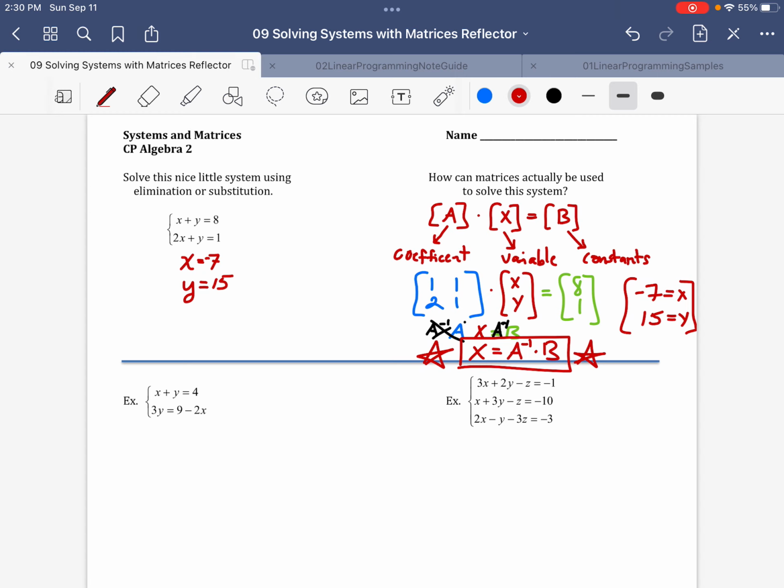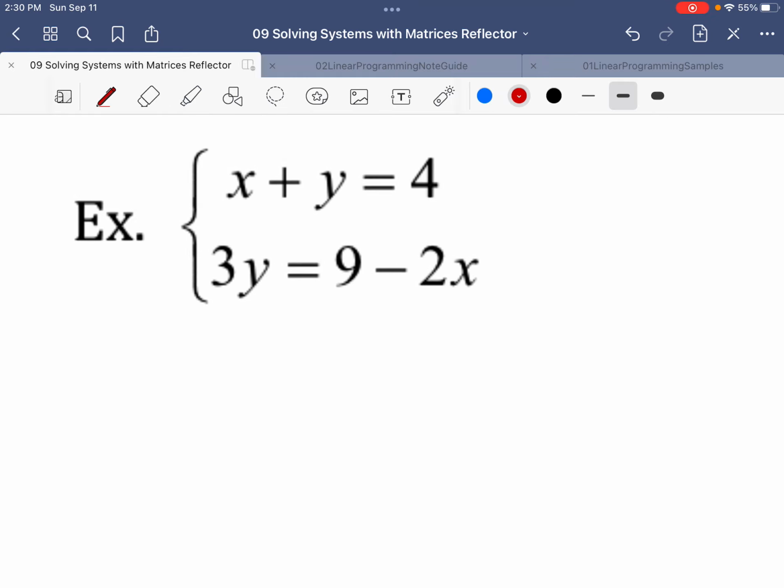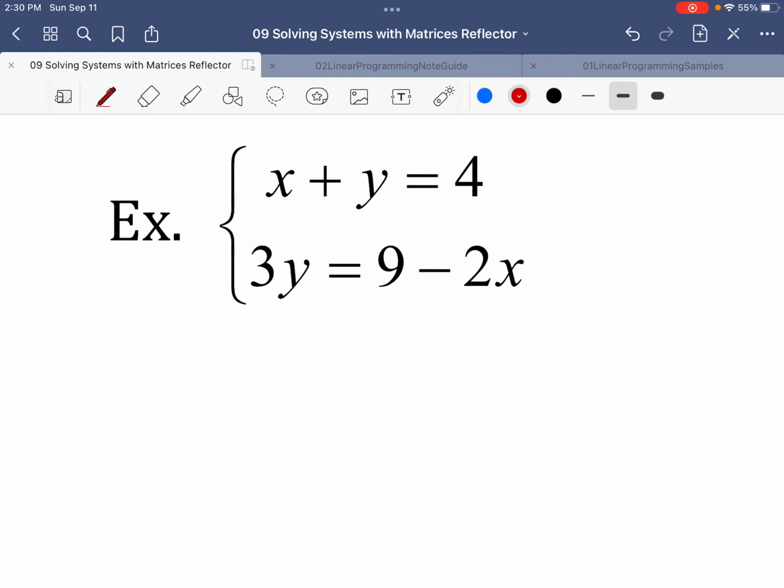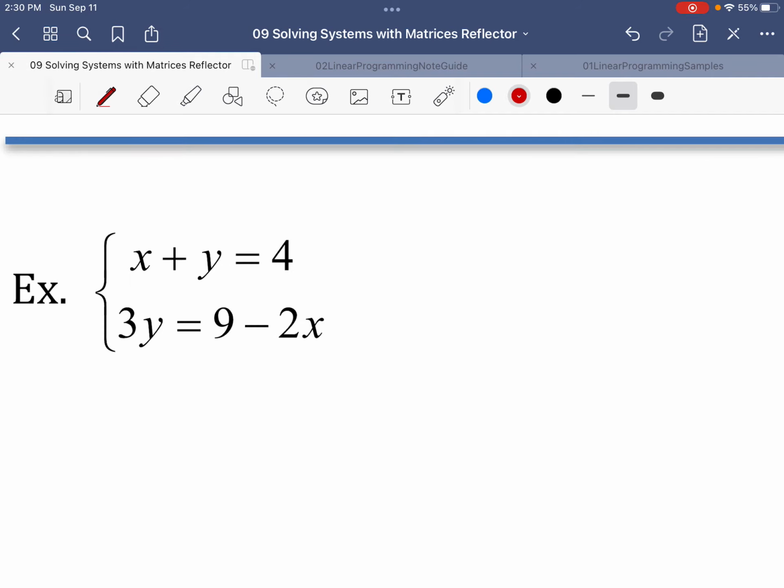Now, let's do a few more problems. What we can do is we can kind of get a little more fancy. We can mix some things around. But hey, you've got matrices now. You've got Desmos. And we'll be able to make quick work of this problem. Listen, this system looks a little bit out of order, doesn't it? Yeah. That means we need to kind of organize it.